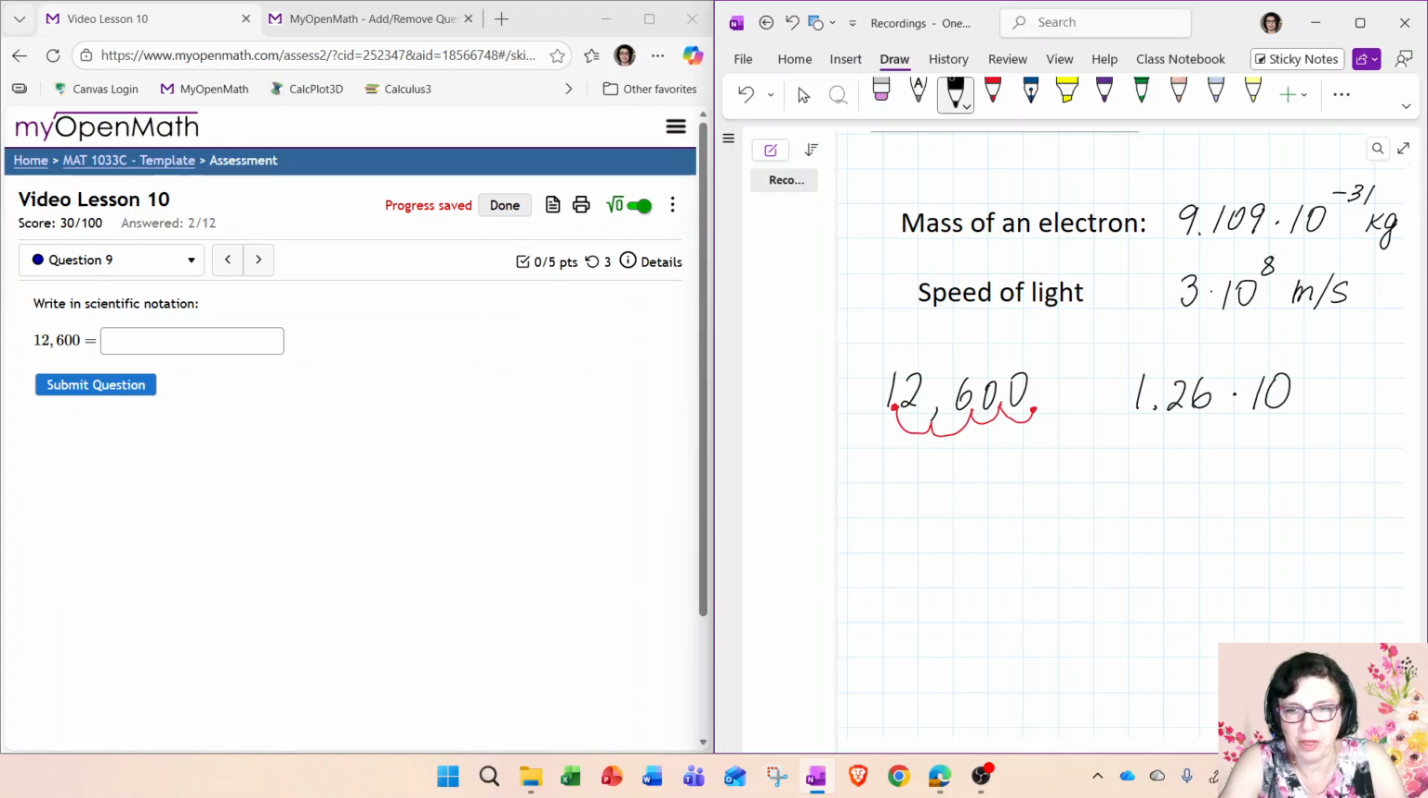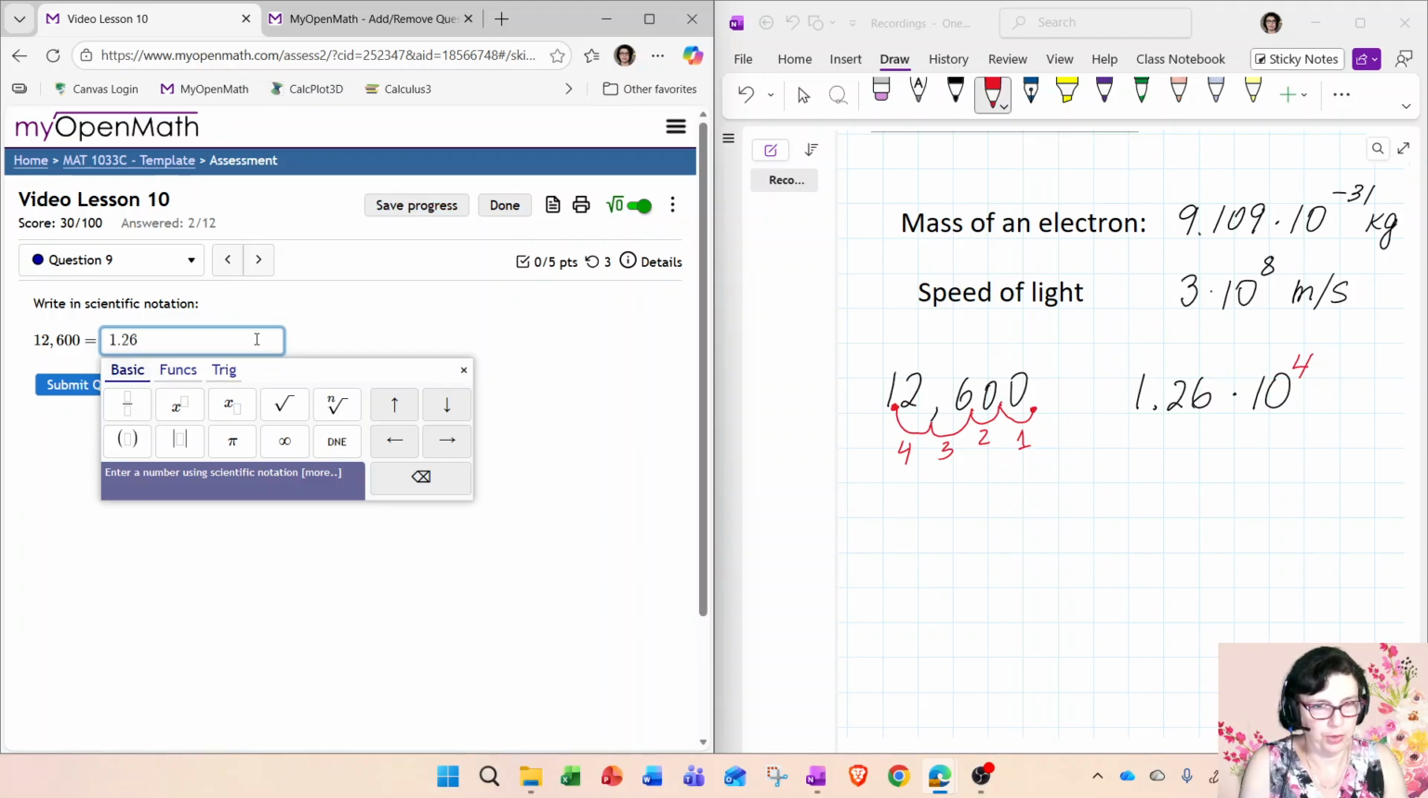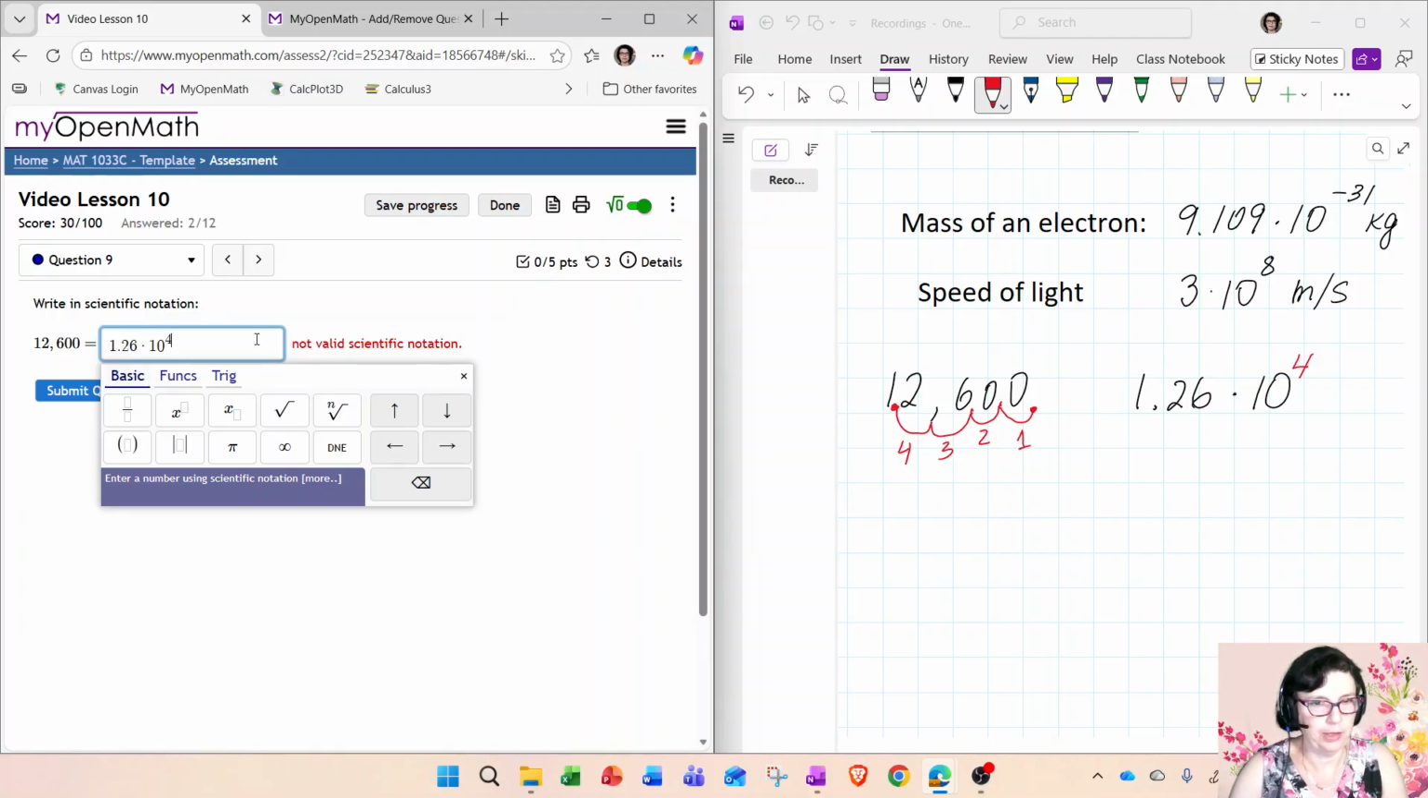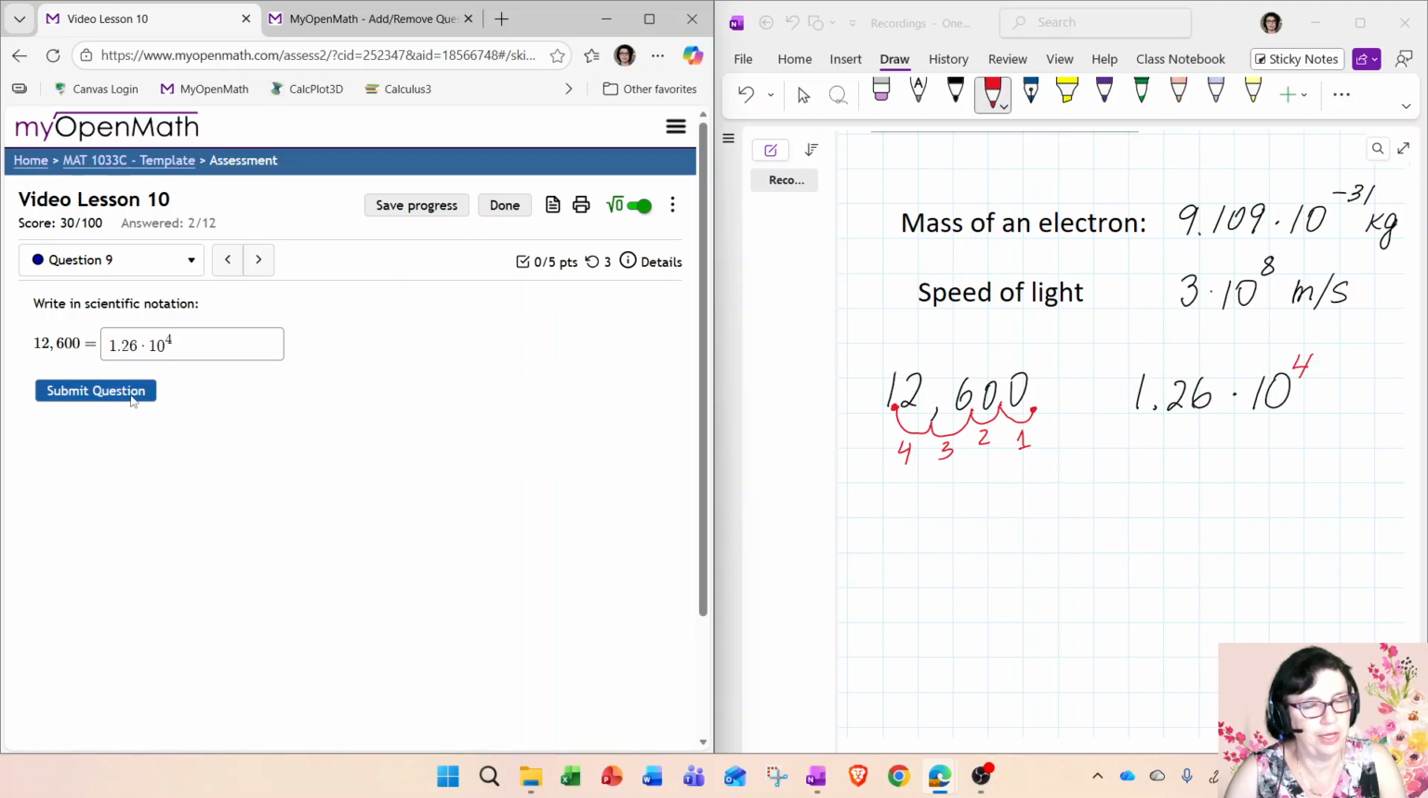But what is going to be the power? That depends on how many times you jumped. Let's look. We've jumped 1, 2, 3, 4 times. That means that the power over here is going to be 4. Let's see if I can enter that, and we'll see if that's right. Now, MyOpenMath is super nice. It also tells you when you are not in scientific notation. It gives you a clue.